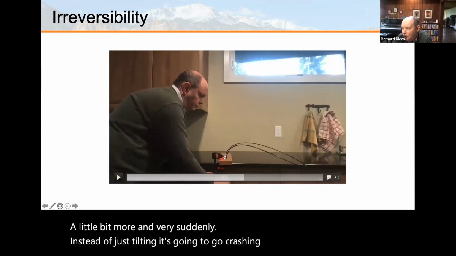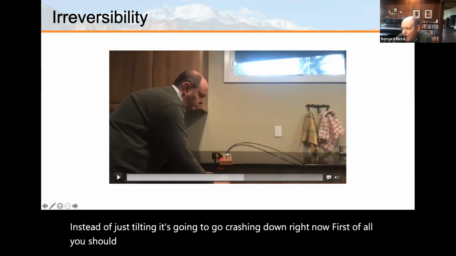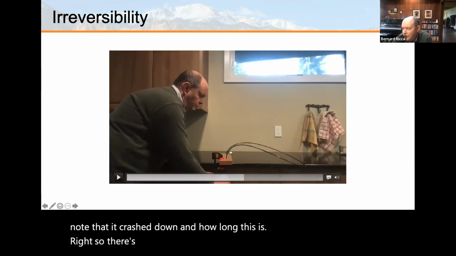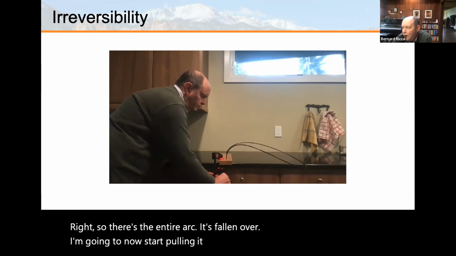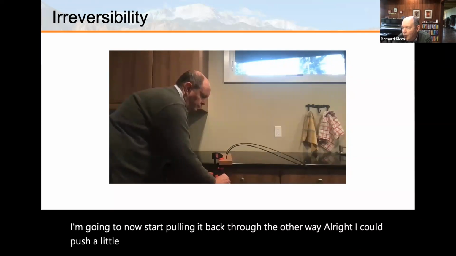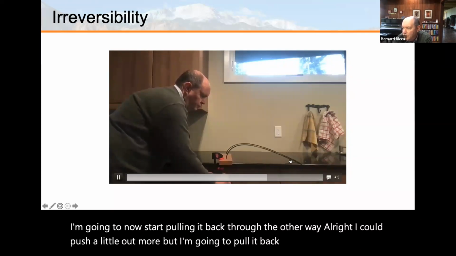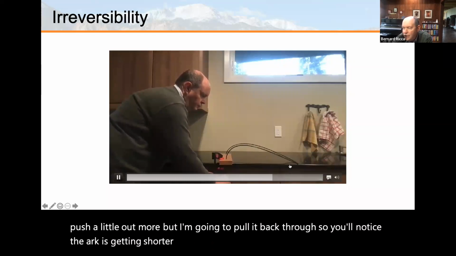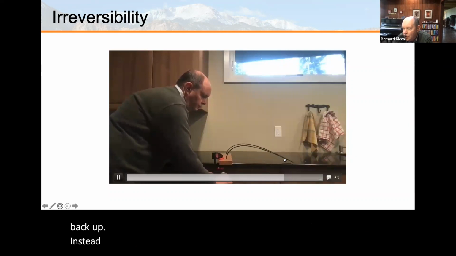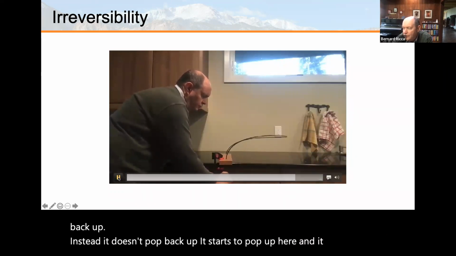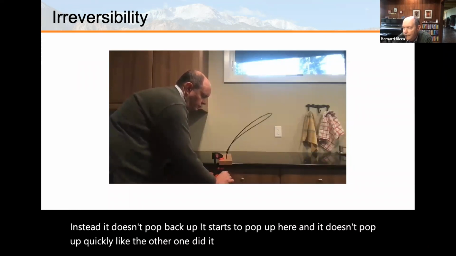And now, first of all, you should note that it crashed down and how long this is, right? So there's the entire arc. It's fallen over. I'm going to now start pulling it back through the other way. I could push a little out more, but I'm going to pull it back through. So you'll notice the arc is getting shorter and shorter, but notice it doesn't pop right back up. Instead, it starts to pop up here, and it doesn't pop up quickly like the other one did. It does it fairly slowly.